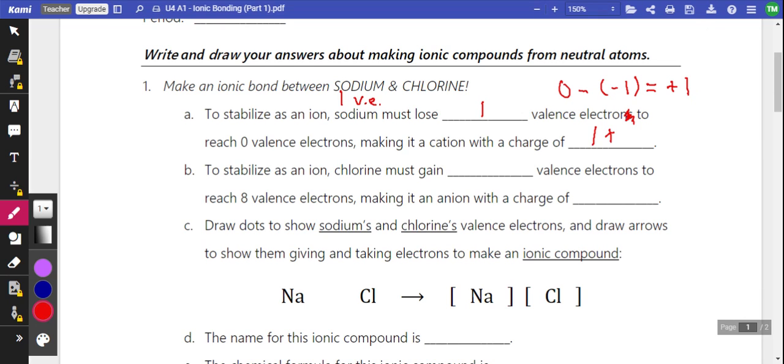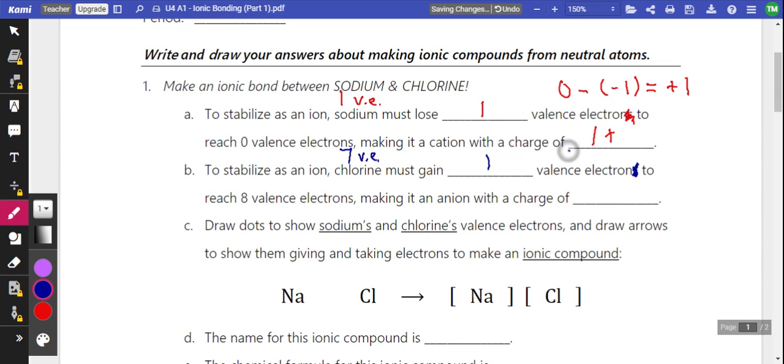So where is that electron going to go if sodium loses it? Well, maybe it needs something to give it to. Let's look at chlorine. Chlorine starts with 7 valence electrons. So to get to an octet, it would be easiest to gain 1 valence electron. I'm going to be grammatically correct and cross that out.